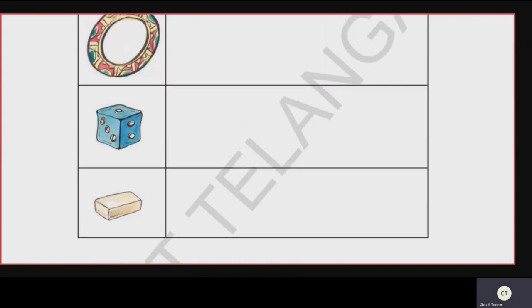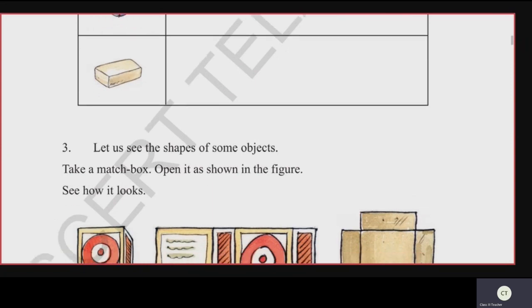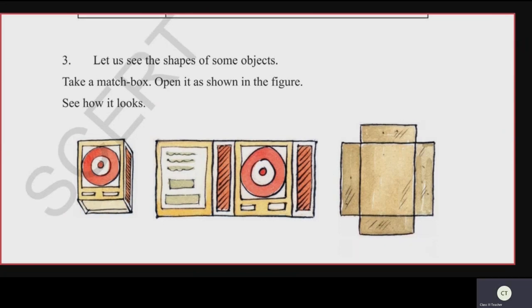Okay, children, first shape, circle. Second shape is square. Third shape is a rectangle. Now third bit. Let us see the shapes of some objects. Take a matchbox, open it as shown in the figure. See how it looks.